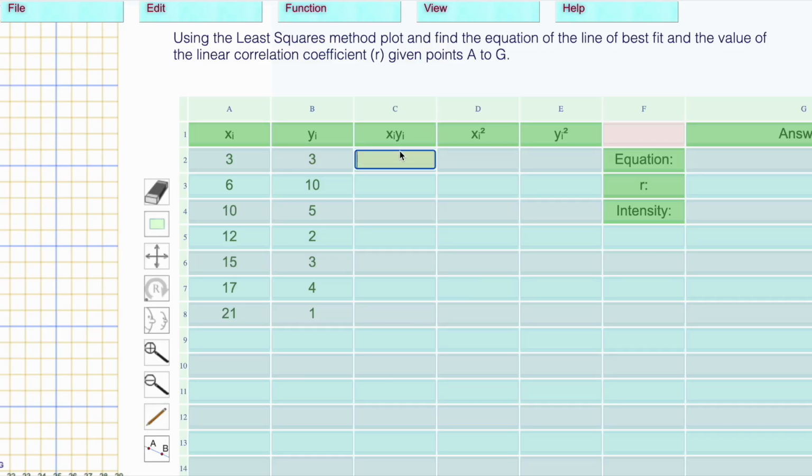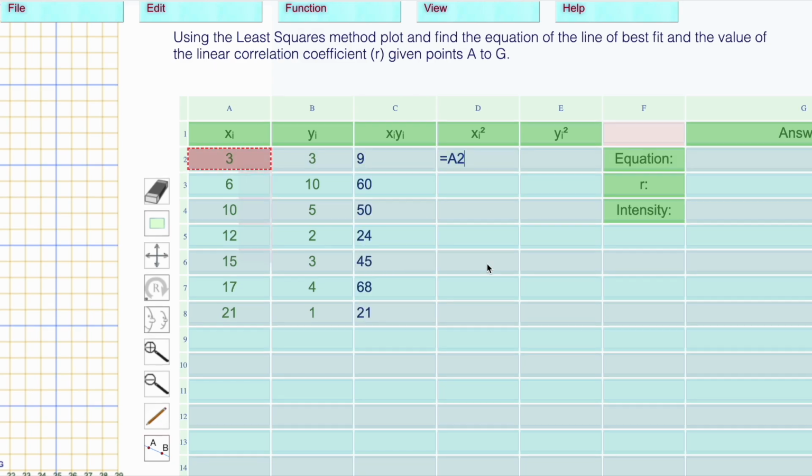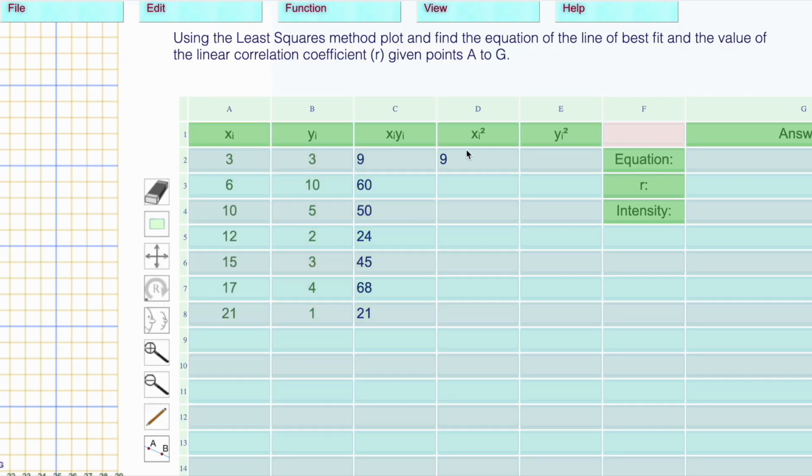I need the x's times the y's. I'm going to do the 3 times the 3 and fill that down. Then I want to get the x's squared. I'm going to take the x, square that and fill that down. Then I'm going to do the same with the y's and fill that down. And you can test 4 times 4 is 16, that makes sense. 10 times 5 is 50, 5 squared is 25, 10 squared is 100, so that all works.